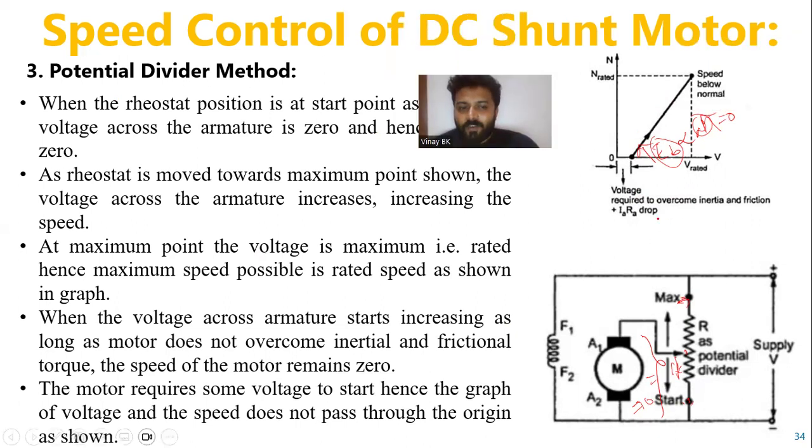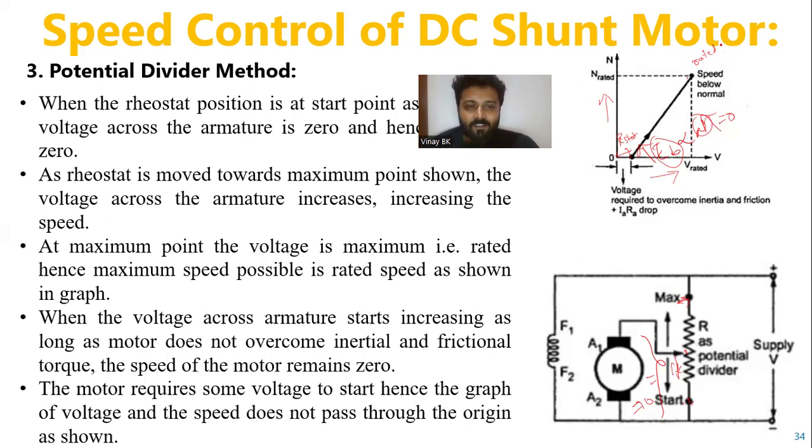The motor requires some voltage to start, so initially the voltage is minimum and the speed is minimum when the rheostat is at start. When the rheostat is at start, the voltage across the armature is 0, hence the speed is also 0. When you increase the value of the rheostat, the voltage drop across the armature increases, hence the speed also increases, till where? Till the rated speed.